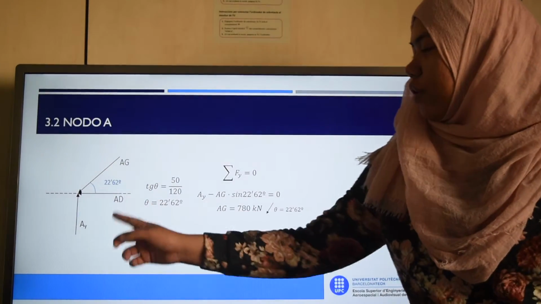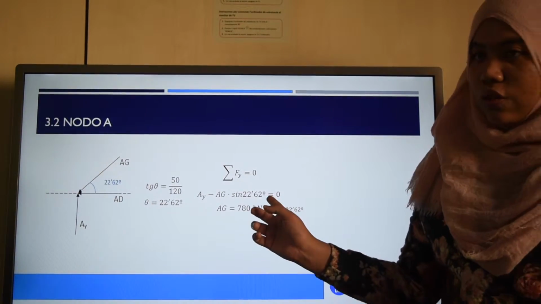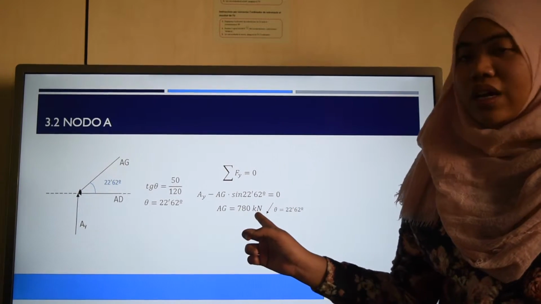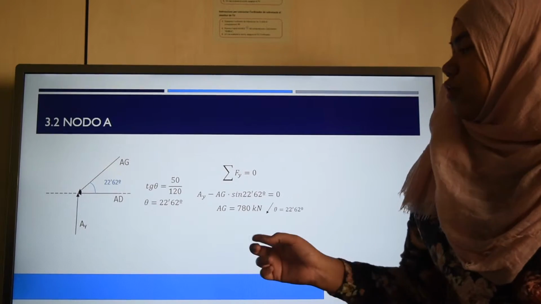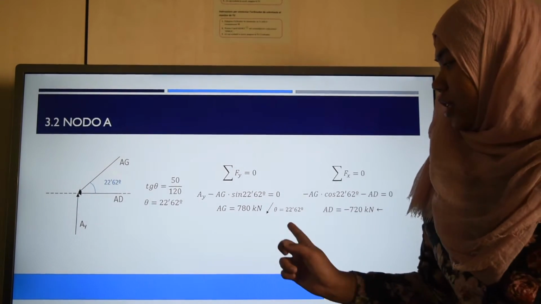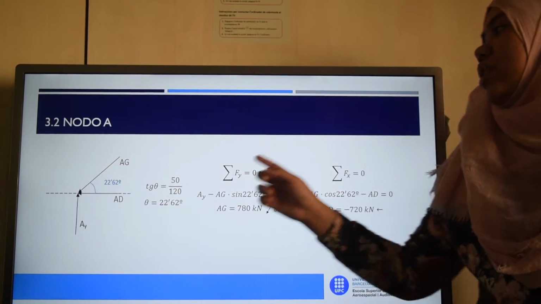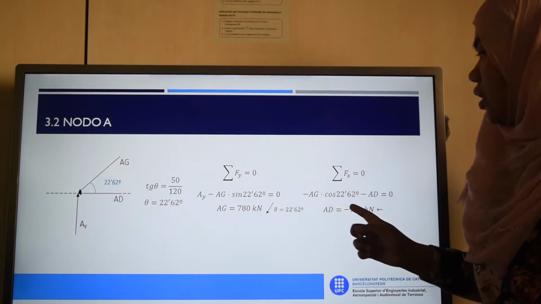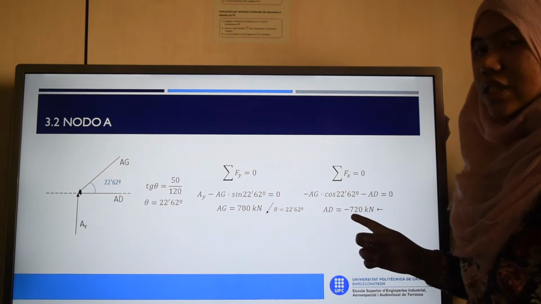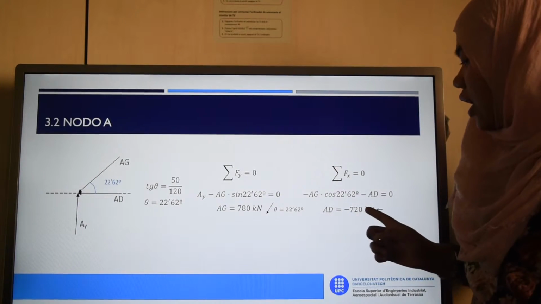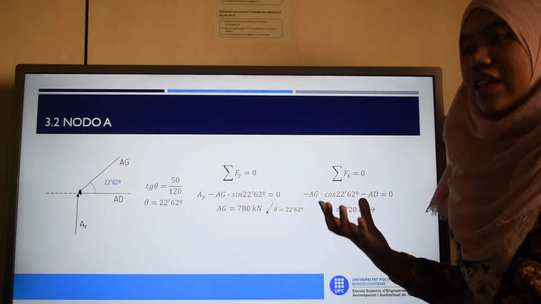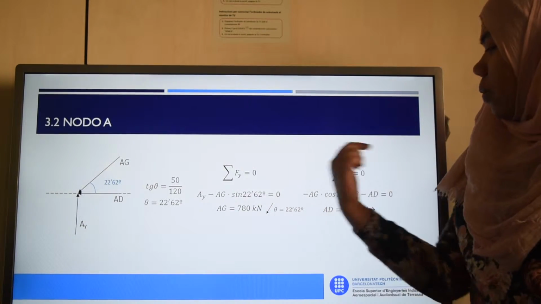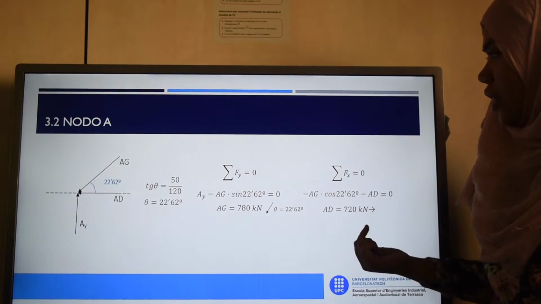Okay, to find the forces, by doing the summation of forces on the y-axis, we can find the value of AG, which is 780 kilonewtons in compression. And by doing the summation of forces on the x-axis, we can find the force AD, which is negative 720 kilonewtons. Since it is negative, our assumption is wrong, so it is the opposite, which is traction.